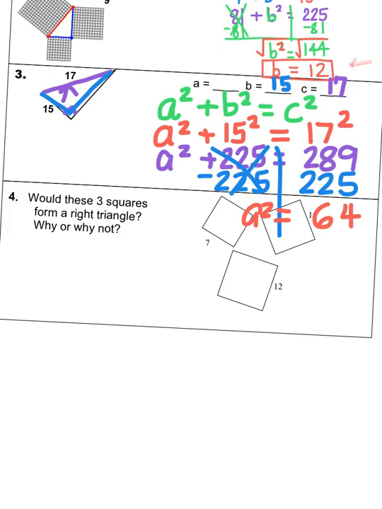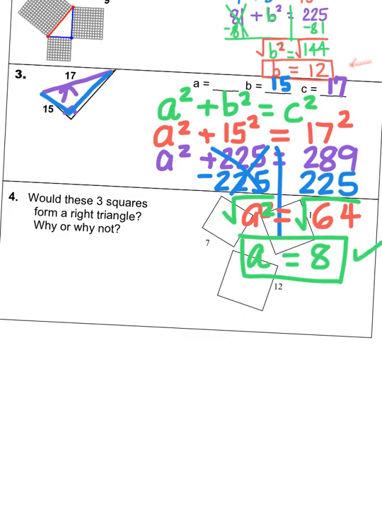But I'm still not done. This A is not isolated. To isolate the variable, we must do the opposite. The opposite of squaring is taking the square root. So A is equal to 8. Please check for reasonability. Is it less than the hypotenuse? The hypotenuse was 17. So it checks out.